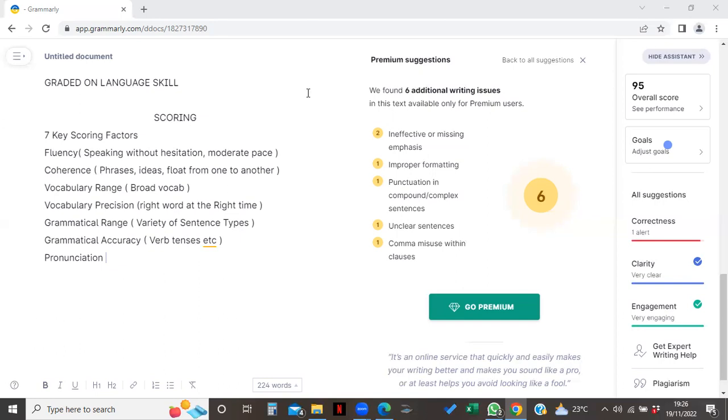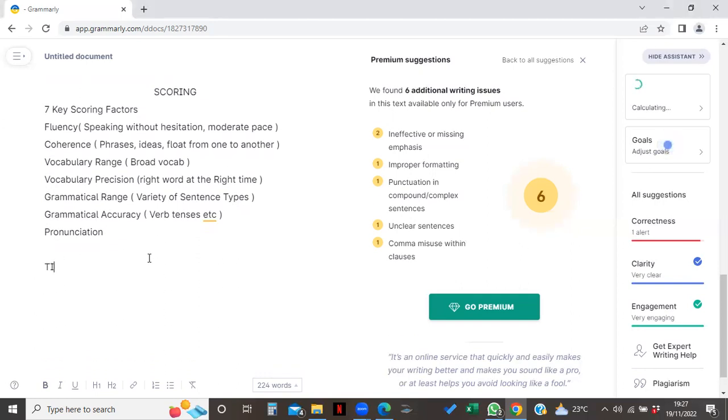And pronunciation, of course. If you're not pronouncing words accurately but you're at a normal pace, that's fine. But if you're pronouncing them very wrong, then there's a problem. So these are the few factors that the examiner will listen to or see.